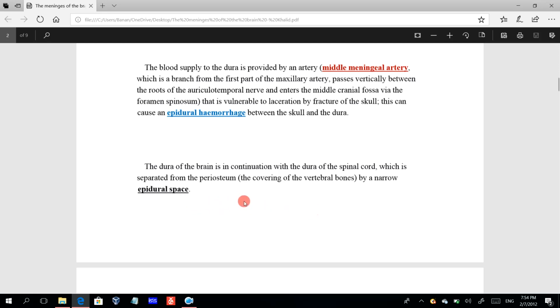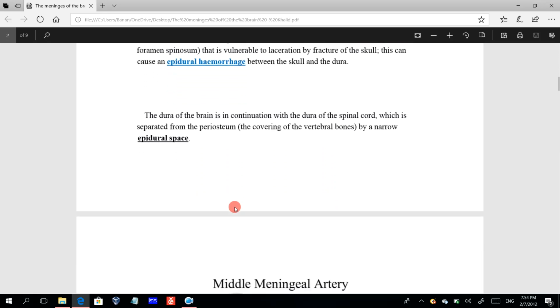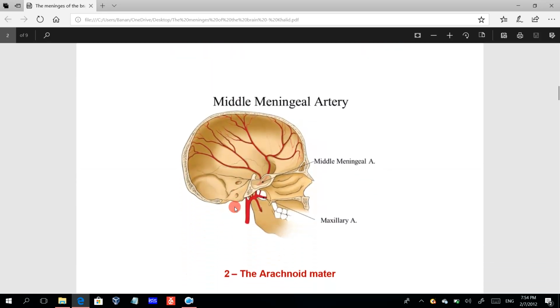So this is continuous. The dura of the brain is continuous with the dura that encloses the spinal cord. Here, this picture will show you the maxillary artery, which is one of the terminal branches of the external carotid artery. The two terminal branches of the external carotid artery are the maxillary artery and the superficial temporal artery.